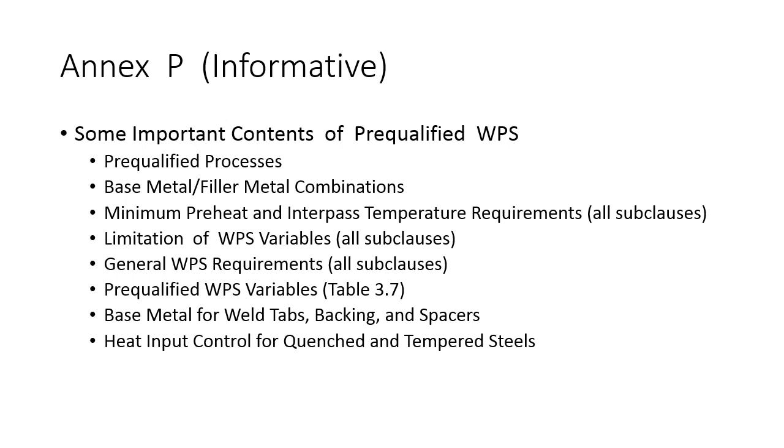So you can go down limitations of WPS variables, general WPS requirements, pre-qualified WPS variables on table 3.7. These are all really big ones. Base metal for weld tabs and spacers, heat input control. These are the big ones. I didn't cover everything on the list because the list is probably about 3 times bigger than this, and some of it is kind of minutia. But this is a pretty good place to start in regards to putting together a WPS.